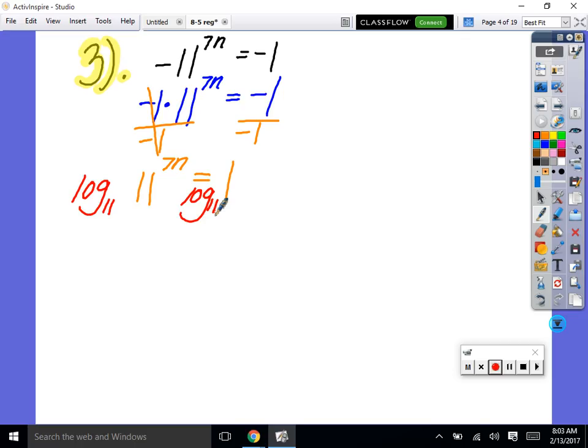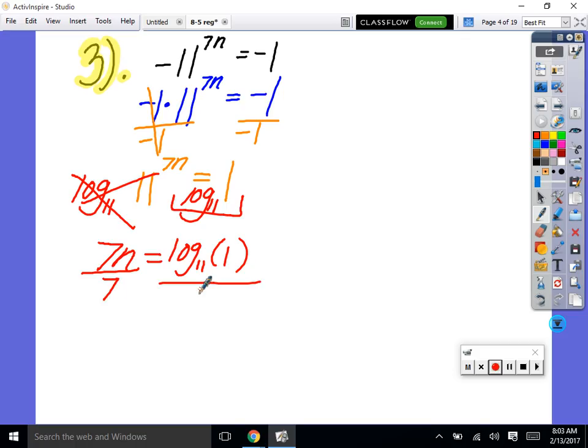So now over on this side, log base 11 and base 11 cancel out. So 7n now drops down out of the exponent, which is nice because we're trying to solve for n. And over here, what we really have is log to the base 11 of 1. Now, what's our last step to get n alone? Divide by 7. So we've reached our goal, n is alone.